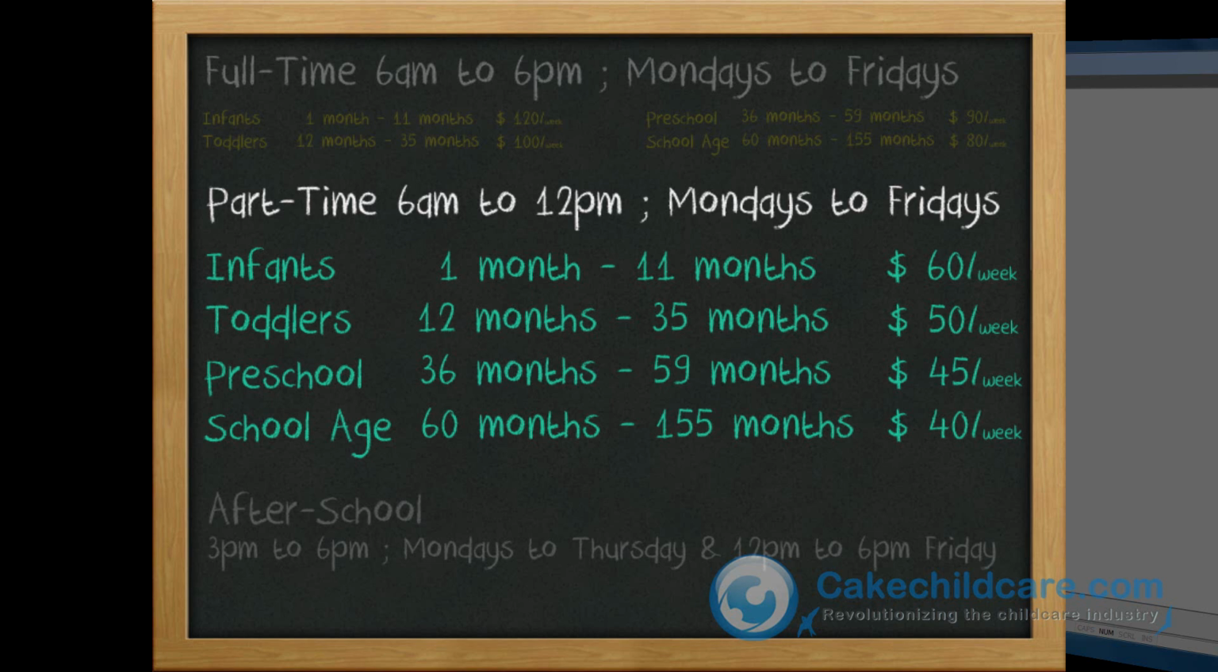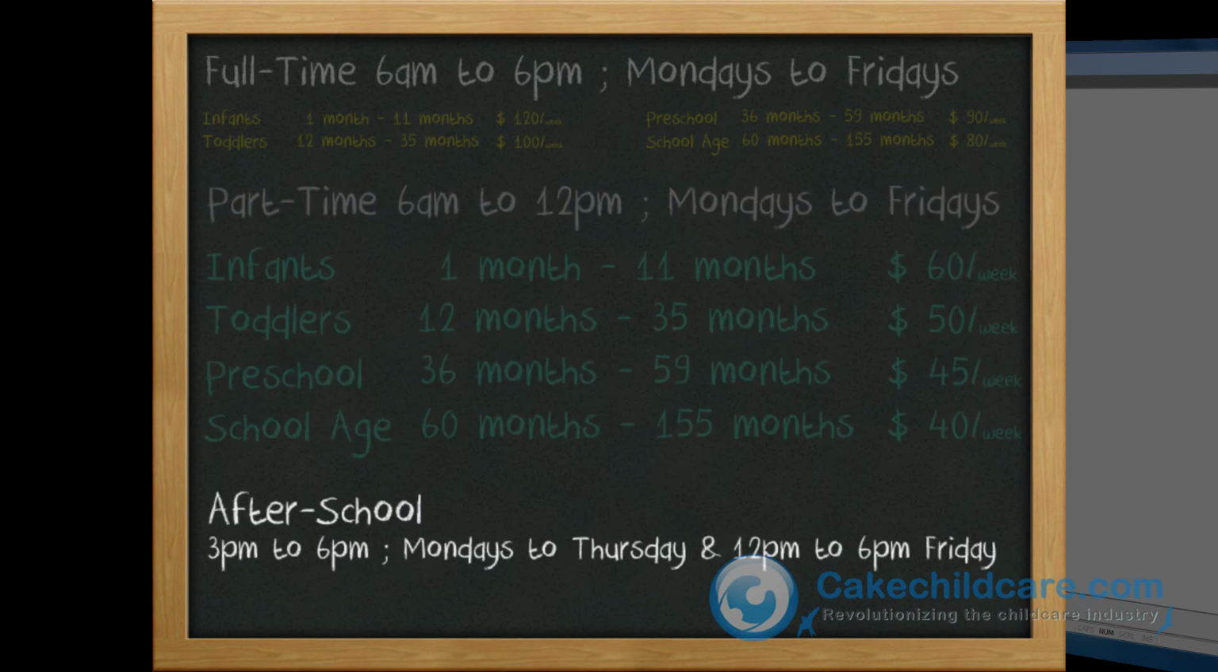Lastly, I have after-school children, which their hours of care is from 3 p.m. to 6 p.m., Monday through Thursdays. But on Fridays, after-school children will be coming in from 12 p.m. to 6 p.m. This is because every Friday is a half day for the public schools. And since there are only after-school children, it is not necessary to add the rates of the other age groups. And so the cost of after-school children is $35 a child.